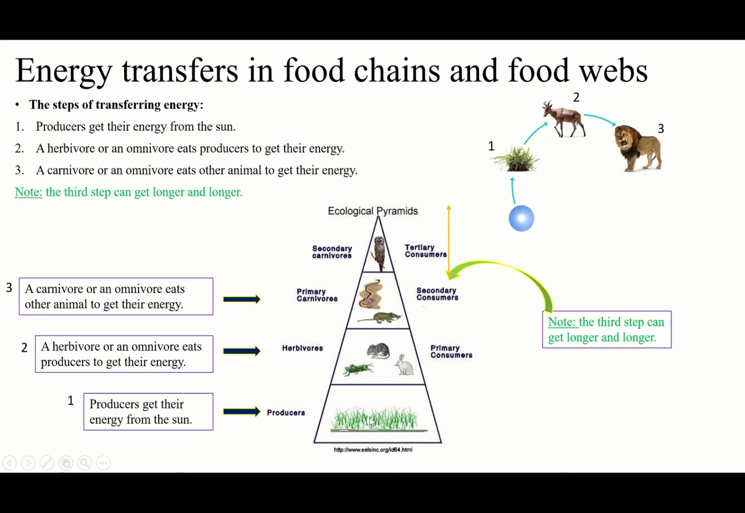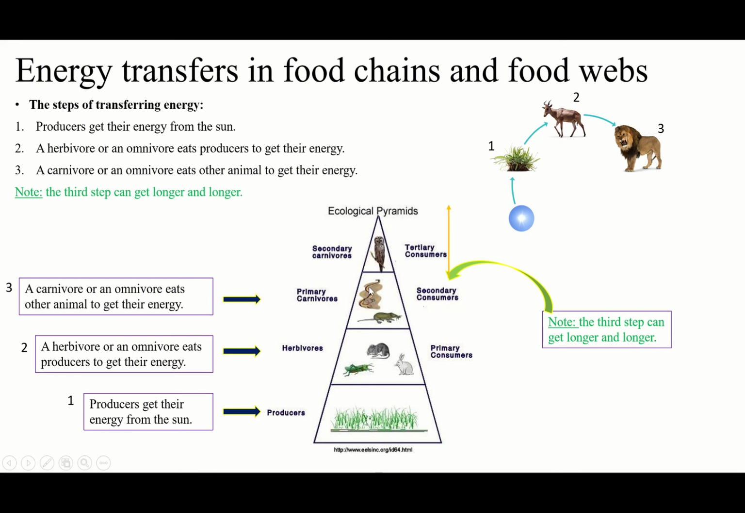The first one is the producer that gets its energy from the sun, we said. The second step is a herbivore or an omnivore that eats the producer to get its energy. It means these are going to eat the grass. And the third step is a carnivore or an omnivore that eats another animal to get energy. It means this snake is going to eat the rabbit or mouse or grasshopper, or any of them.